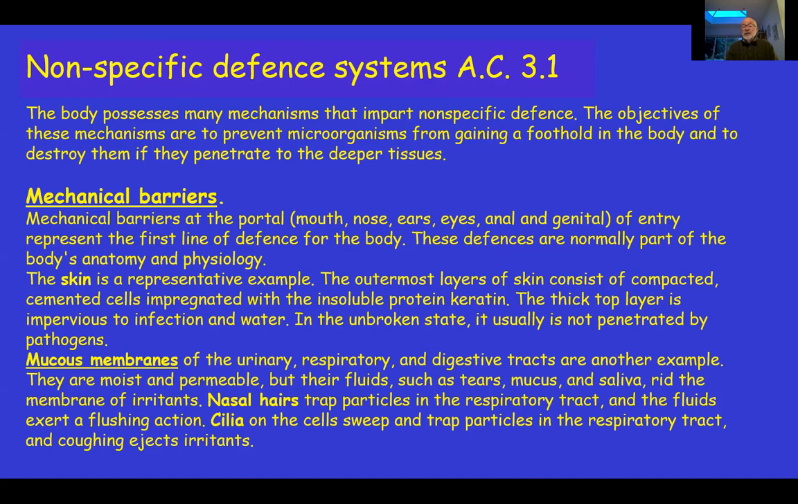The first and most important are the mechanical barriers. Mechanical barriers are at the portals, so things like the mouth, the nose, the eyes, the anus and the genitals. Anywhere where it can enter. And that's where you'll find the first lines of defense.